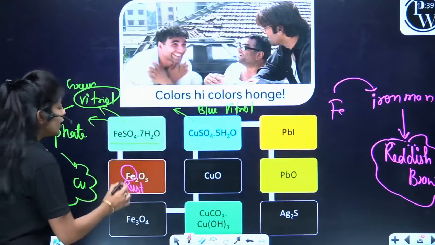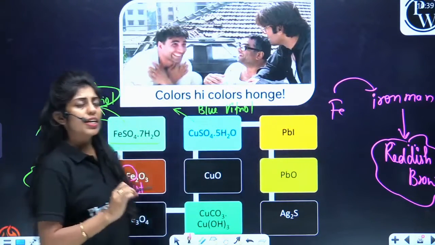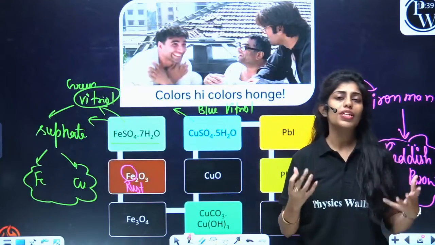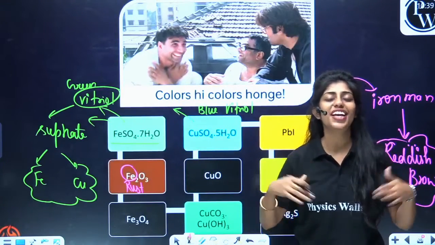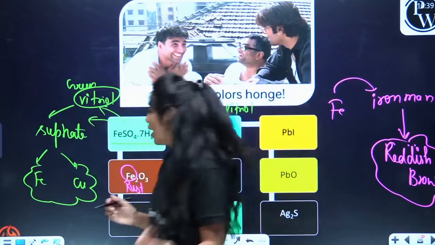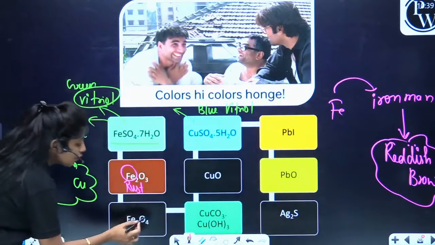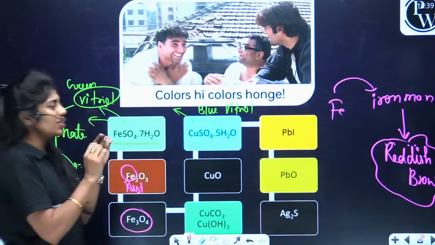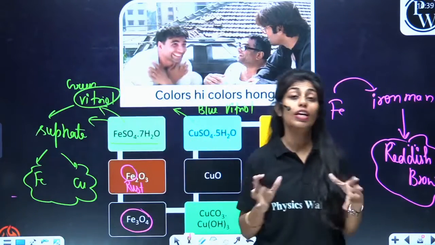Now, when this reddish brown coating, or you can say the Iron Man suit, is exposed to sunlight or heated to a greater extent, it will turn black. So the color of Fe3O4 is black. Yes, these are the ways you can recall these colors.